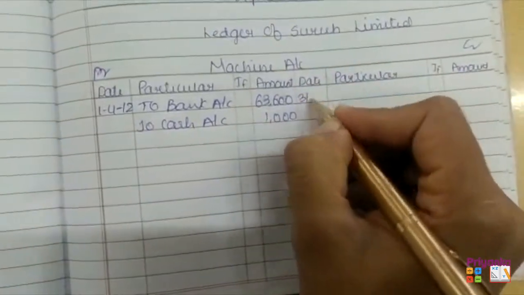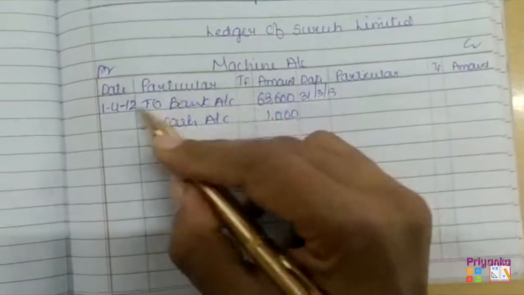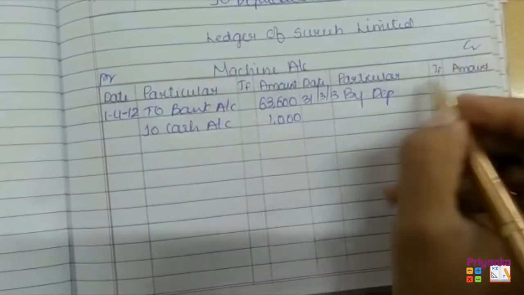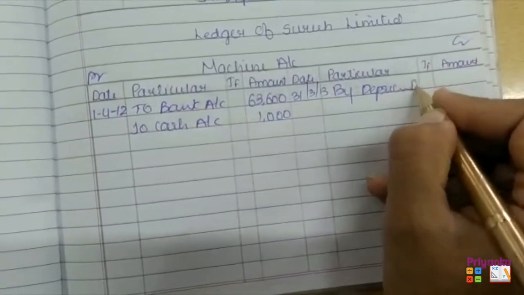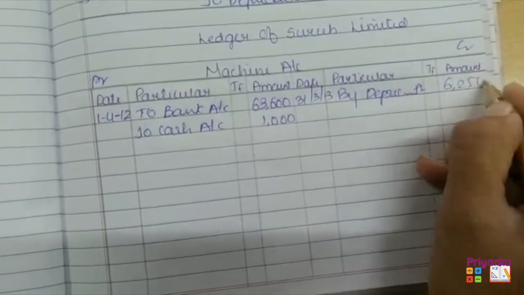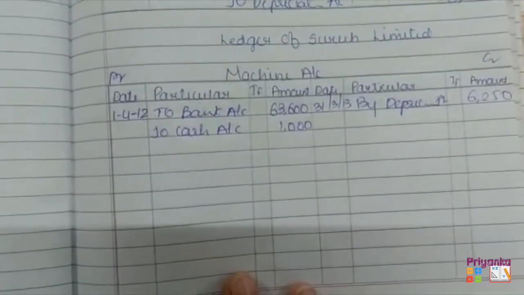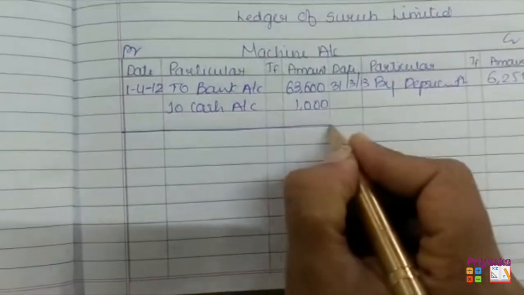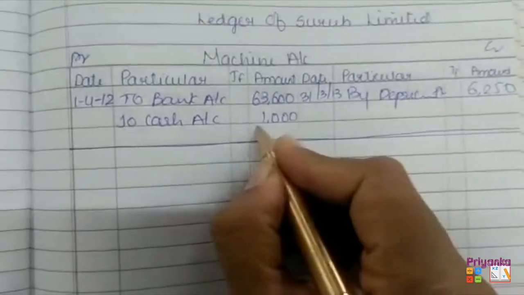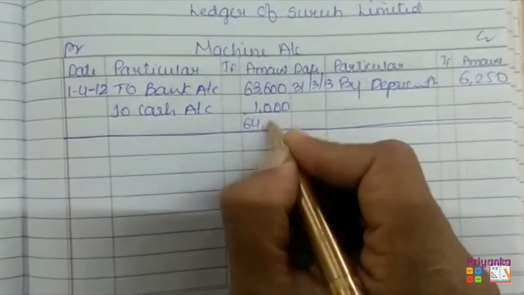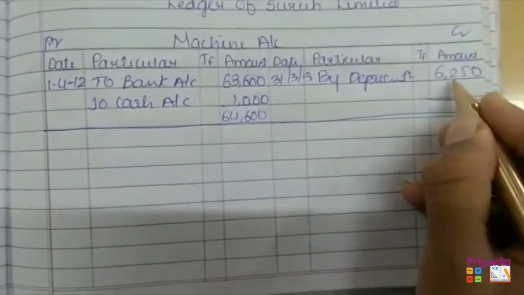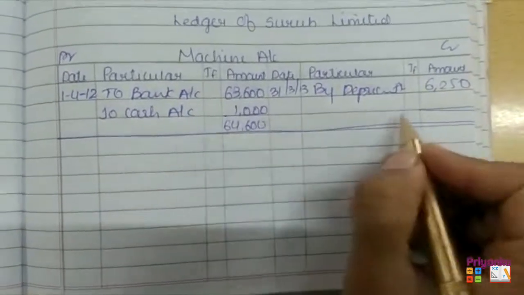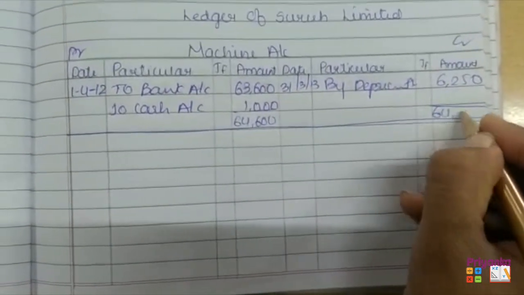On 31st March 2013, at the end of the year, here we calculate depreciation, which will be recorded on the credit side of machinery account, that is 6,250. So this is what happened in the year 2012 to 13, and here at the end of the year we found here it is 64,600 and here it is 6,250, which is comparatively less. So here we'll continue with the same amount 64,600.